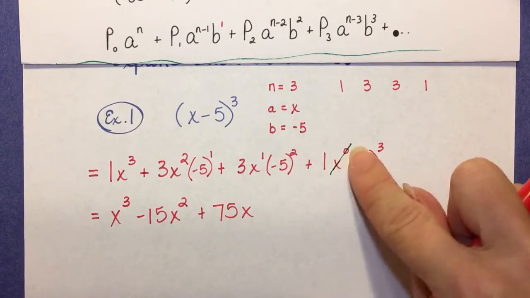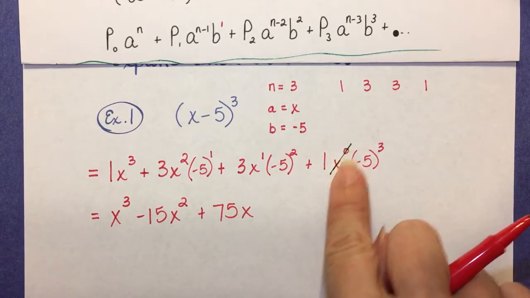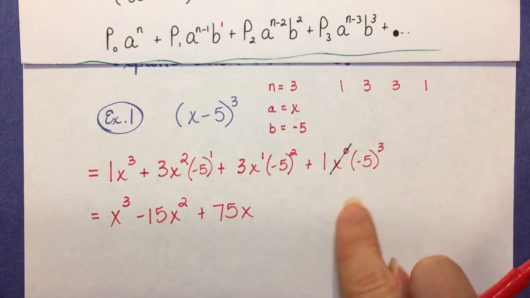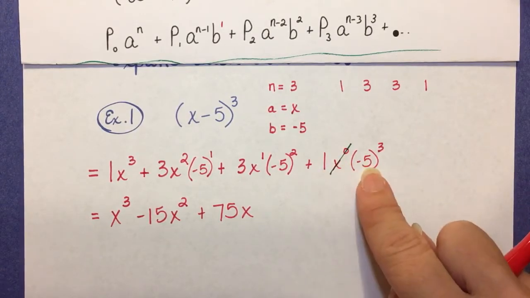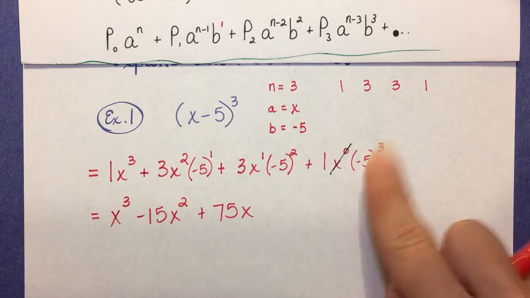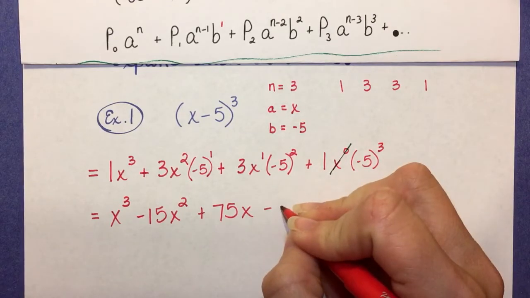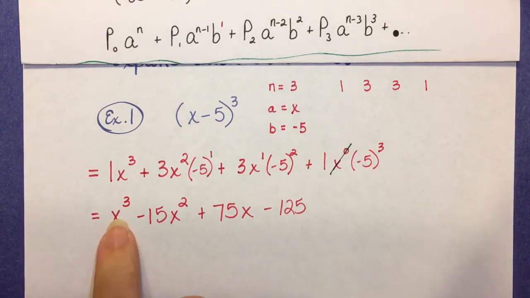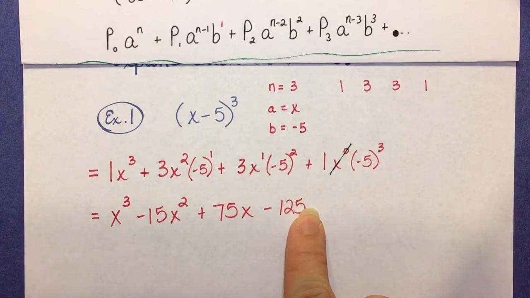Of course, here I told you, if it's a 0 power, it's like it's not even there, so you don't even have to write it. So this is just 1 times -5 to the third. That's going to be -125. This is your final answer, okay?